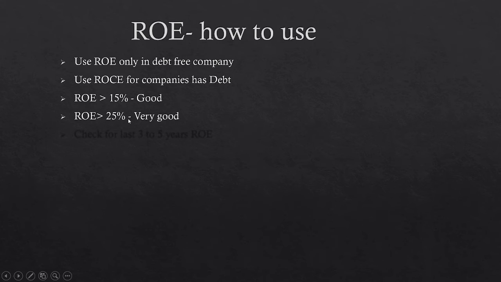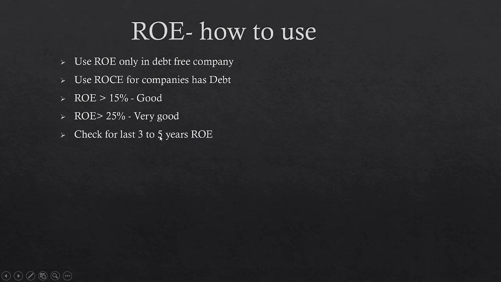ROE greater than 25% is good. But we should not consider only 1 year's ROE. We should see at least 3 to 5 years of ROE. If any company is giving more than 15% or 25% return only for 1 year or 2 years, it should not be considered. You should see a minimum of 3 to 5 years of ROE.